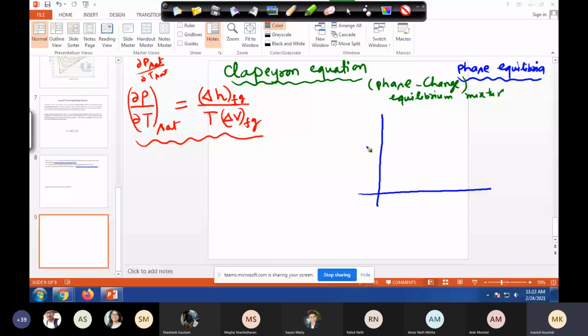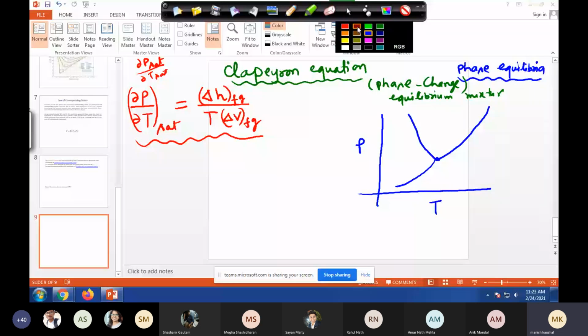Let's say P and T. You can check if you don't remember. There are 3 lines. Vapor, liquid, solid. And this is called the triple point. You know it very well for water. In general this is true for anything. So the triple point is where all these 3 phases can coexist.